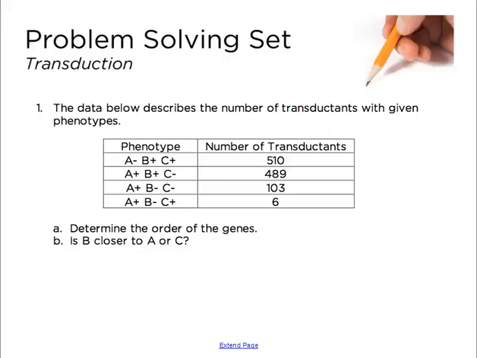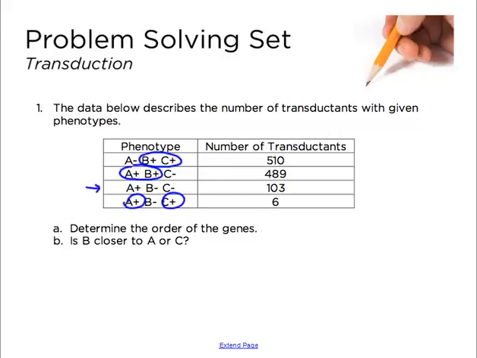Okay, so B plus C plus has 510 transductants. A plus B plus has 489. This third one, only one marker was transduced, so we're not going to worry about that for now. And then finally, A plus C plus has 6 transductants.